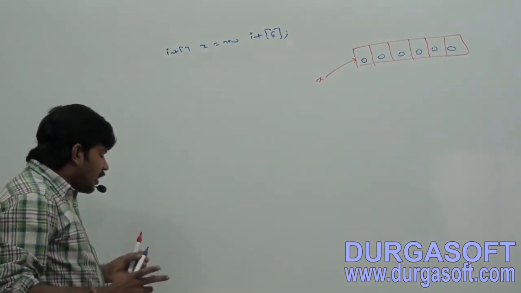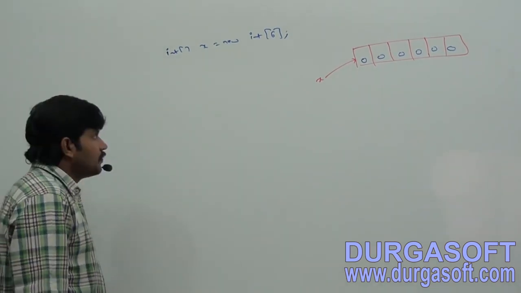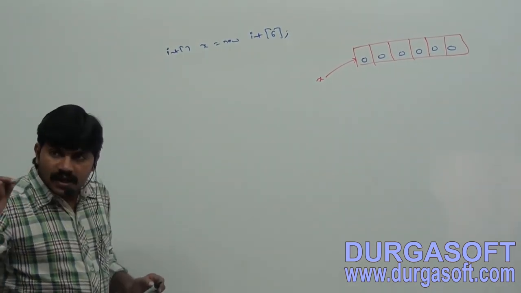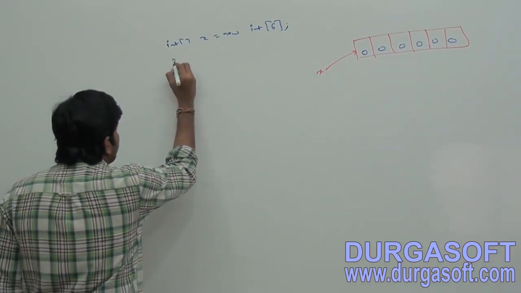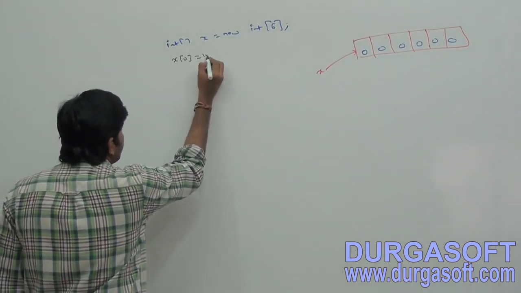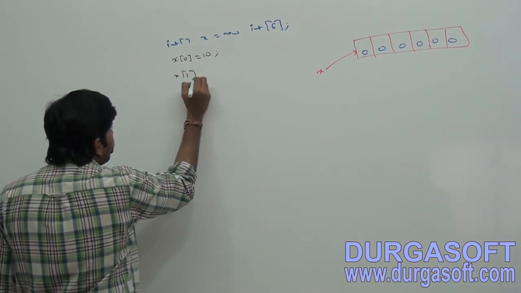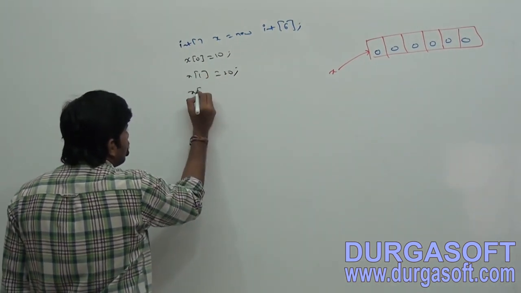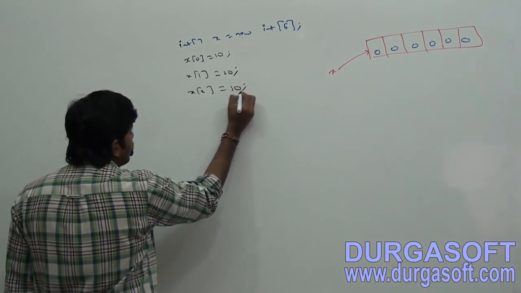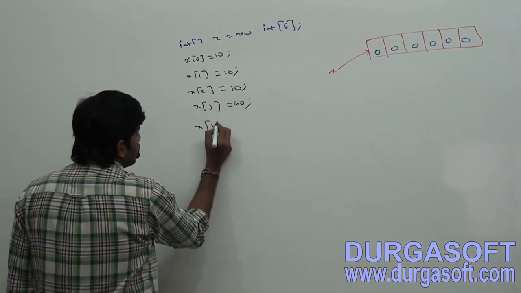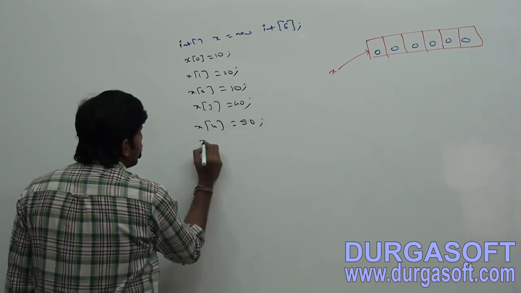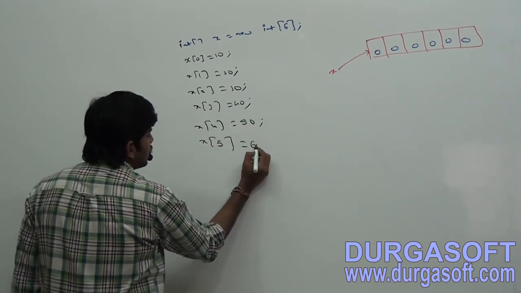Sir, if you are not satisfied with the default value, then happily we can override the default values with our customized values. No problem. X of 0 is equal to 10. X of 1 is equal to 20. X of 2 is equal to 30. X of 3 is equal to 40. X of 4 is equal to 50. X of 5 is equal to 60.